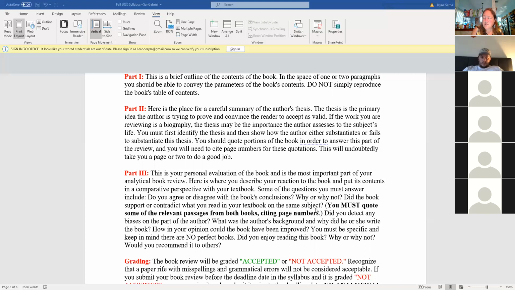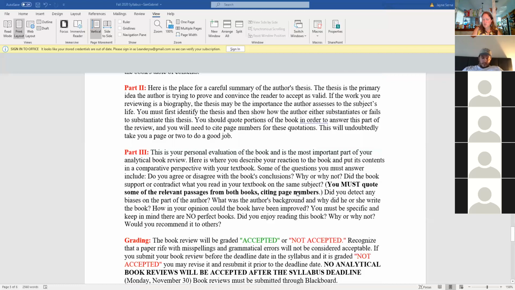Do you agree or disagree with the book? Do you think it's well written? Do you think other people should read it? That sort of thing, okay? So that one's pretty personal, but I mean, you do want to have some evidence-based conclusions there.